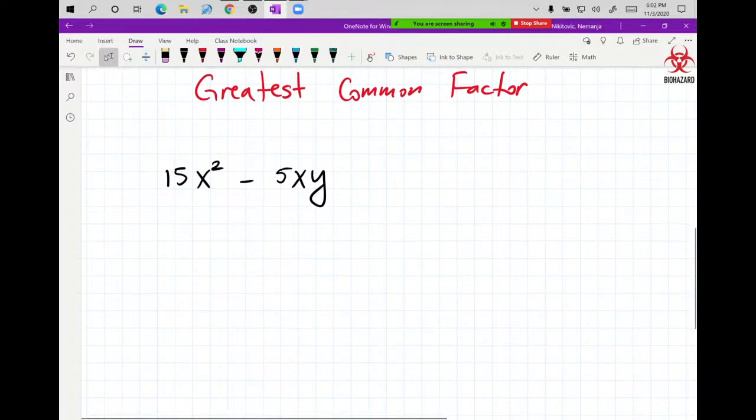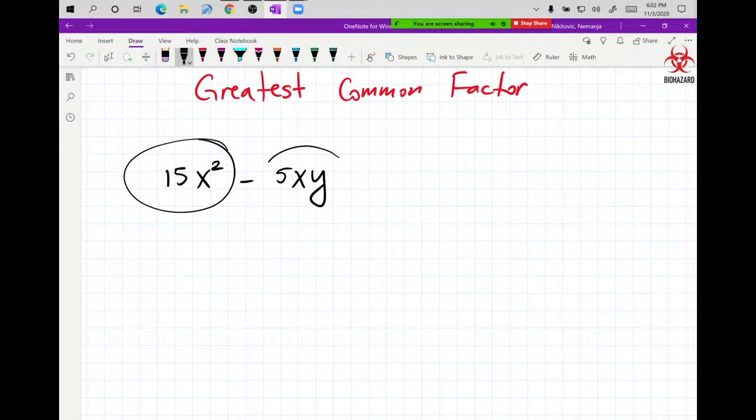The question is, what are these two? We have a binomial here, term number 1, term number 2. So we have 2 terms. The question is, what are these terms consisted of? What are the factors that are parts of each one of these? And those are 3 times 5 times x.